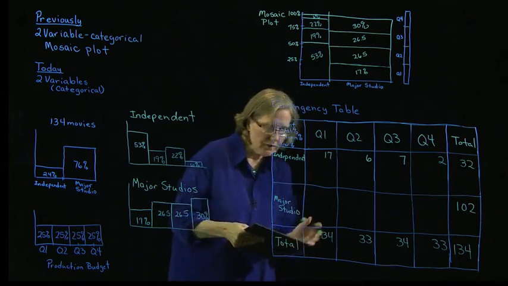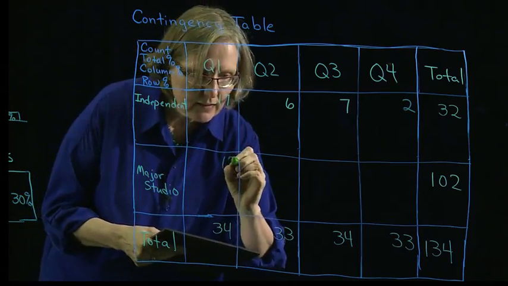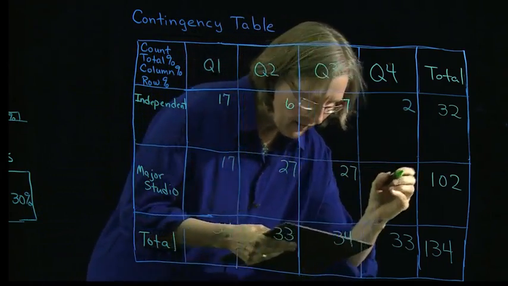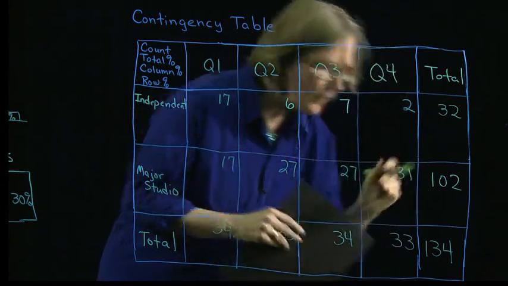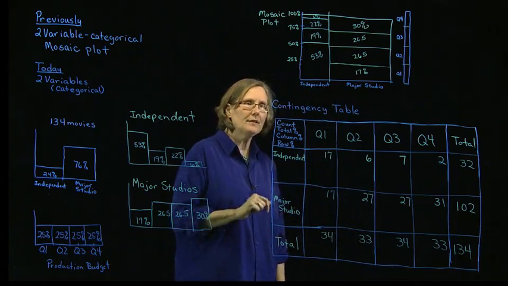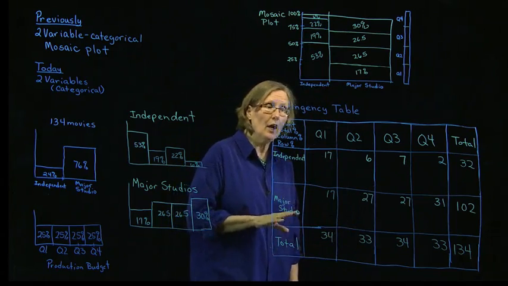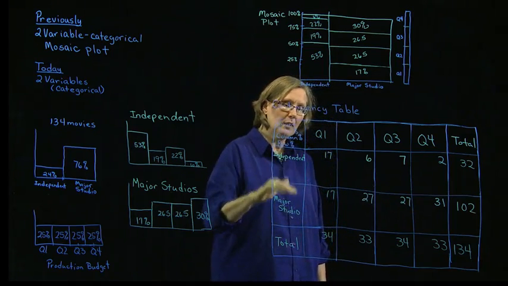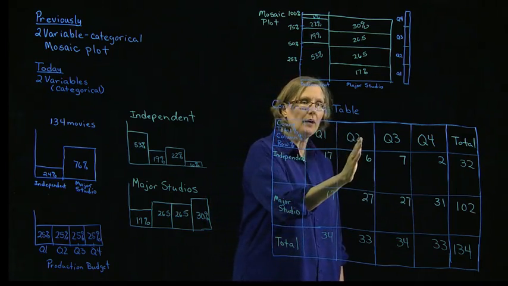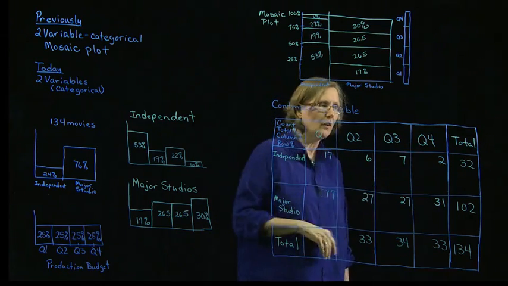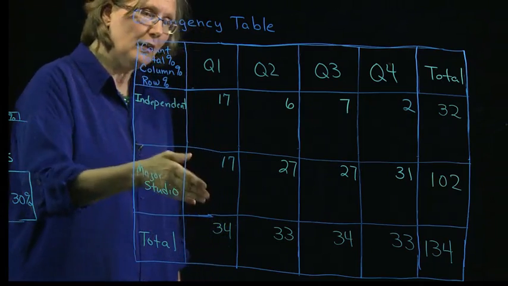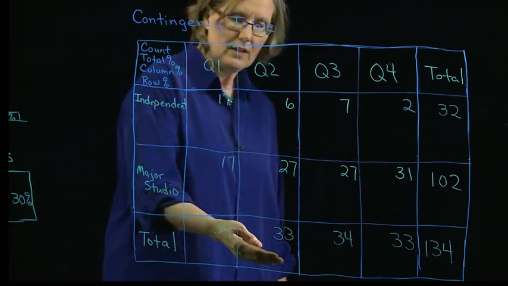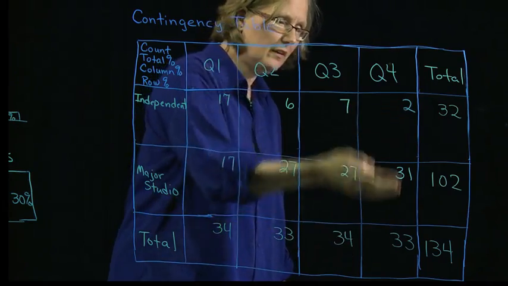For major studios, those numbers are 17, 27, 27, and 31. These are our counts, and this is our basic contingency table. It tells us how many movies fell into each particular cell that marks whether the movie was independent or a major studio, along with whether their production budget was in the first, second, third, or fourth quartile. Our column counts should add up to the total for that column: 34, 33, 34, and 33.